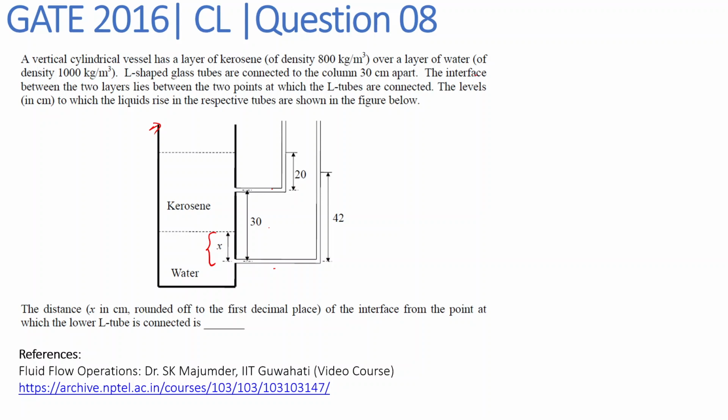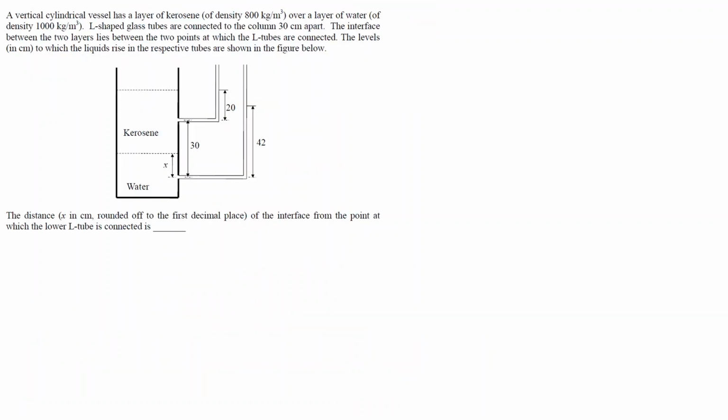And then we have been given the levels to which the liquid rise in the respective tube. So in this top L tube, the fluid is filled up to 20 centimeter, and on this bottom L tube, the fluid is filled up to 42 centimeter. And the location of this lower tube is at X distance below the interface of kerosene and water. So this X we have to find. So to solve this question, we can consider this as our reference.